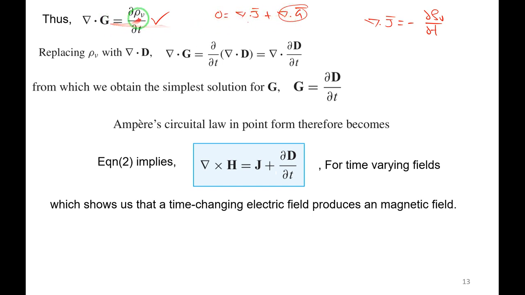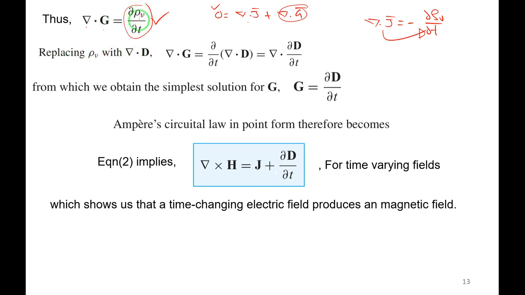So del dot of J plus del dot of G should be 0. If del dot of G is dou rho v by dou t, then dou rho v by dou t minus dou rho v by dou t will become 0. So we can justify that del dot of G is equal to dou rho v by dou t. Is it fine? Because del dot of J is equal to minus dou rho v by dou t. So I have to add this so that this will become 0, right? Okay, now we came to know that del dot of G is equal to dou rho v by dou t.